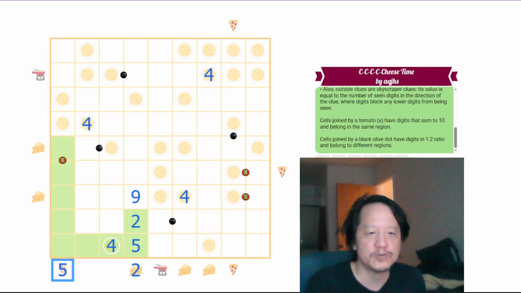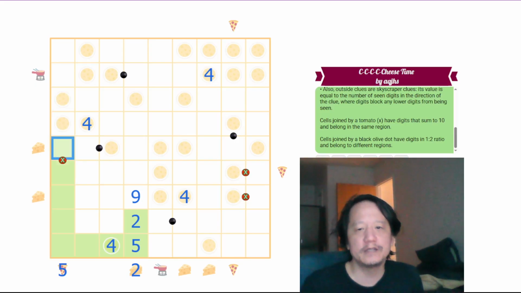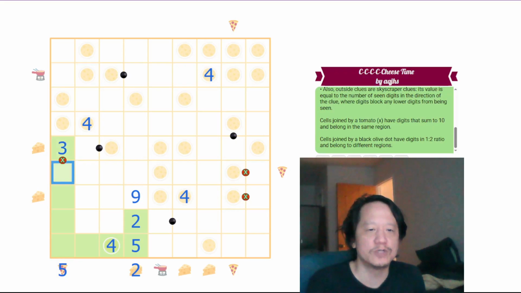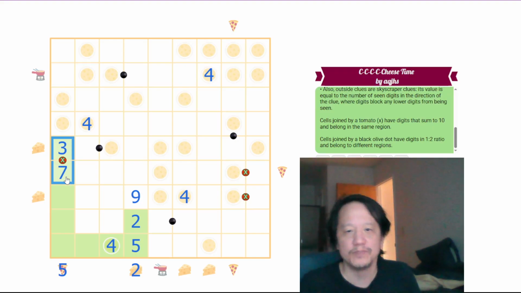And this would be 5 for 5 cells seen until the first internal region border. And say we had a 3 here. If this is 3, this would have to be 7 because these two digits must add up to 10 because there is a tomato X between them.